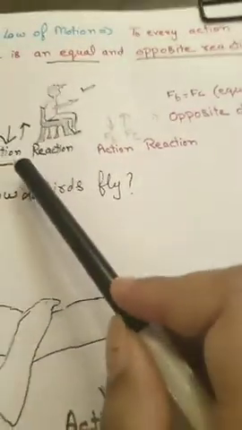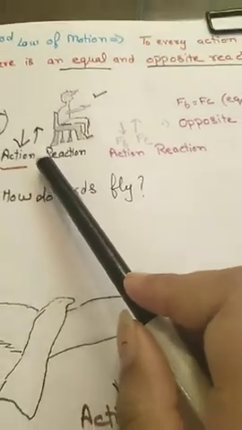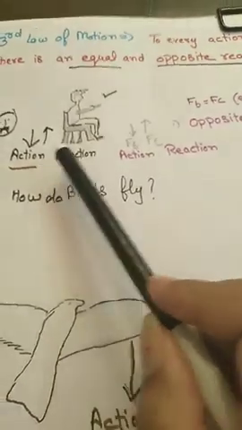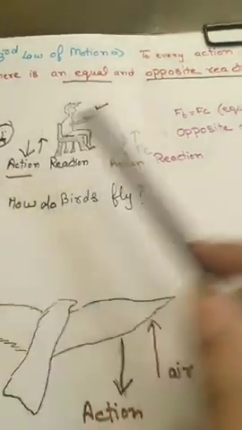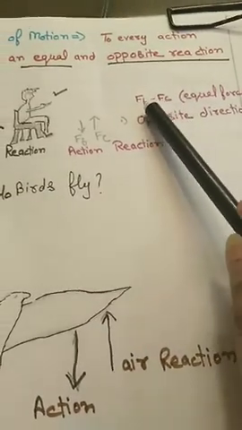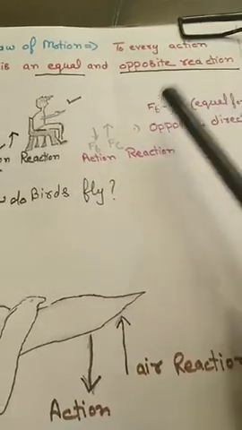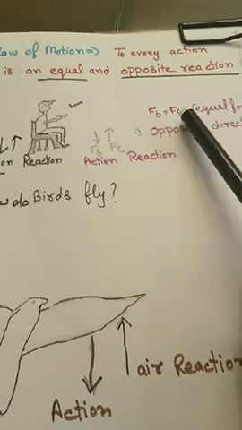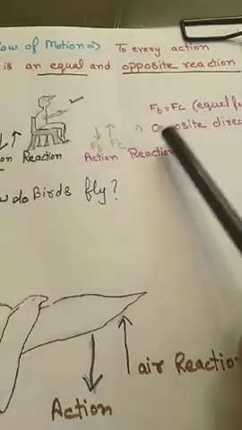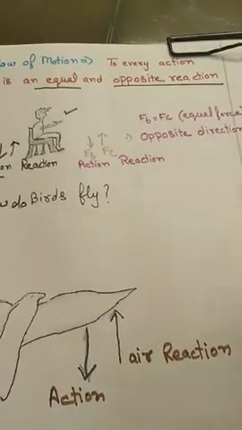So we can say that the magnitude of reaction force is equal to action force. So FA, that is the force applied by the boy on the chair, is equal to the force applied by the chair on the boy, but both are in the opposite direction.